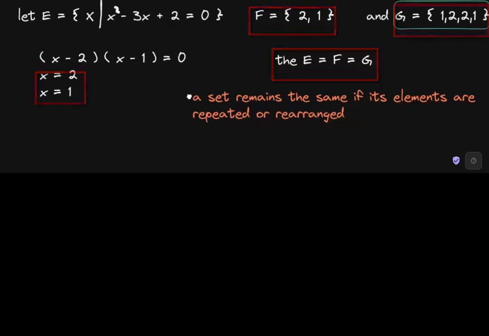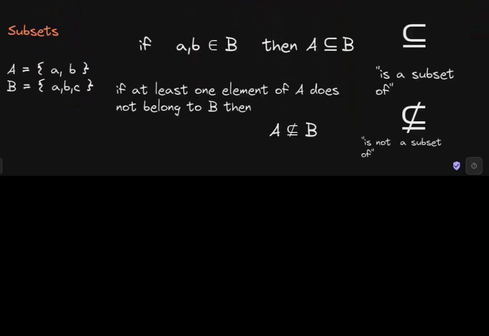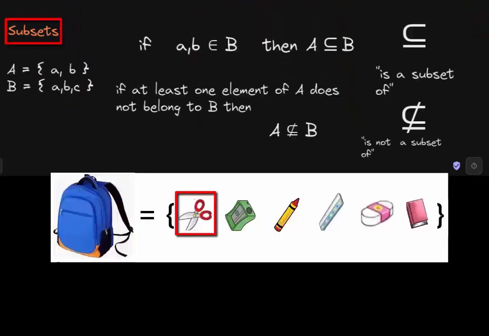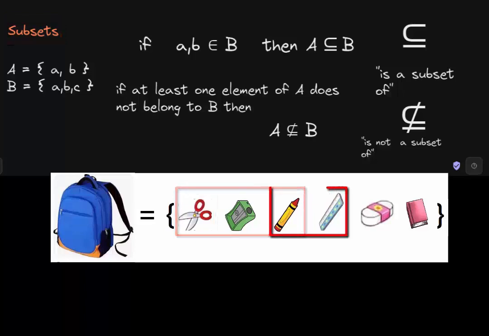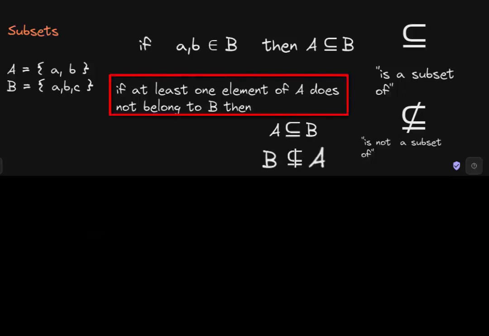Now, let's introduce the subset. An element or group of elements that is contained in a set can be a set by itself. An easy way to check a subset is by this rule. As an example, A is a subset of B, but B is not a subset of A, because at least one element is not in A.